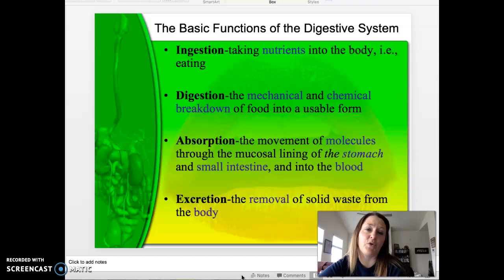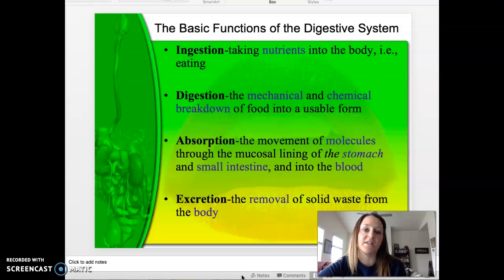Basic functions. I would know the difference between these four words here. So ingestion is where you take nutrients into your body, where you're actually eating. So you're ingesting. And they're broken down into the steps here. So you have ingestion, and then you have digestion, which is where the chemicals or other things in your body are actually breaking those down. So we have mechanical, and then we have chemical breakdown. All the food that you eat, you can't use in the form that you're eating it in, so it has to be broken down.